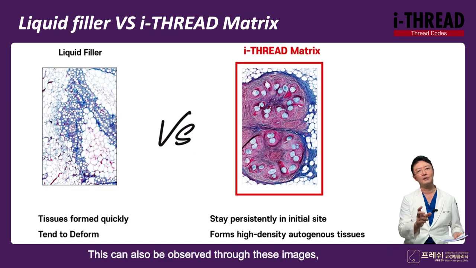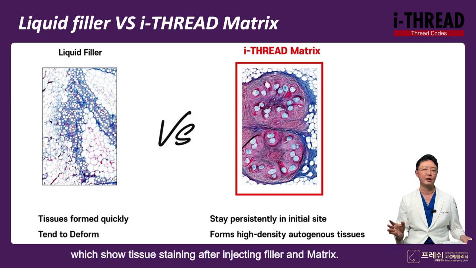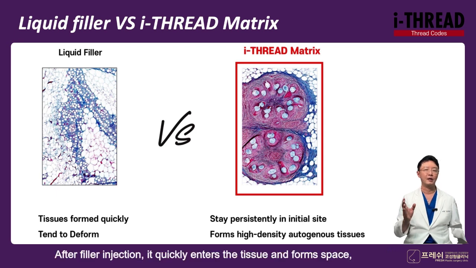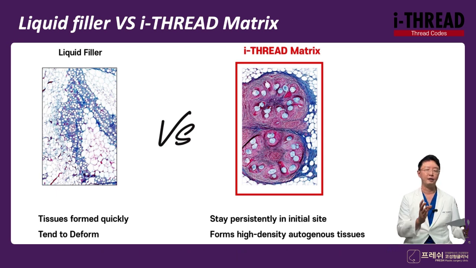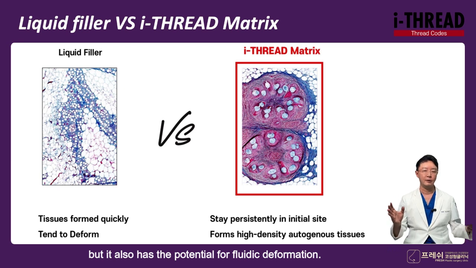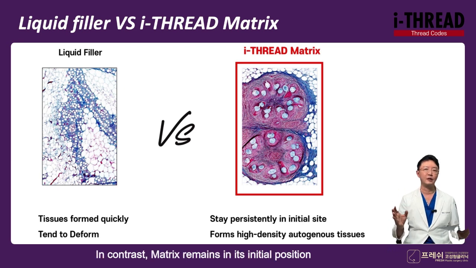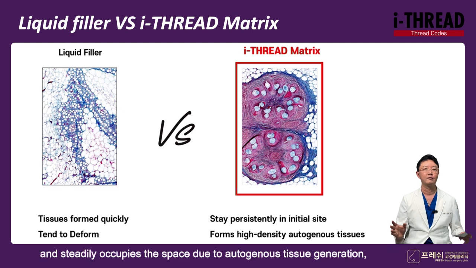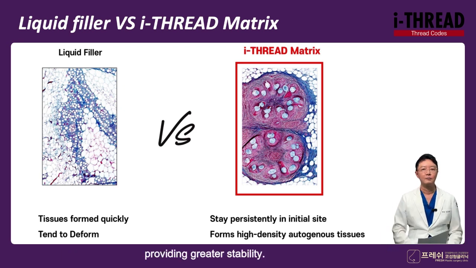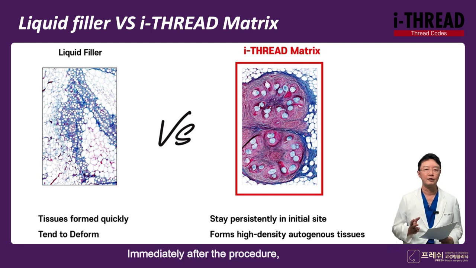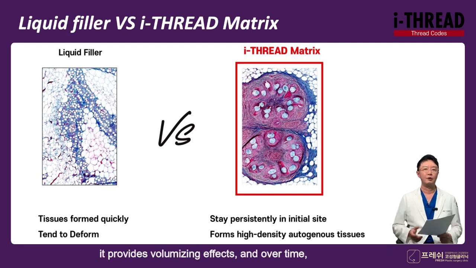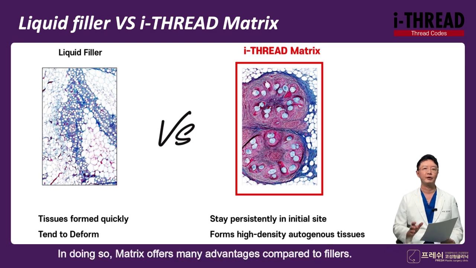This can also be observed through these images, which show tissue staining after injecting filler and matrix. After filler injection, it quickly enters the tissue and forms space, but it also has the potential for fluidic deformation. In contrast, matrix remains in its initial position and steadily occupies the space due to autogenous tissue generation, providing greater stability. Immediately after the procedure, it provides volumizing effects, and over time, collagen regeneration further solidifies the space. In doing so, matrix offers many advantages compared to fillers.